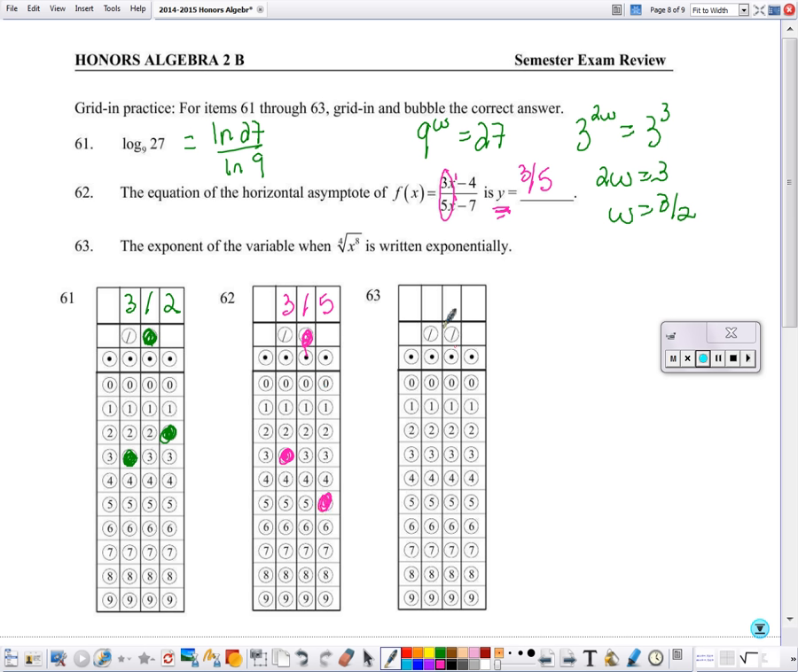And then lastly, the exponent. Let's change the radical to a 1/4. We can multiply the exponent, so 8 times 1/4 is 2. So it's asking just the exponent, so that's 2.